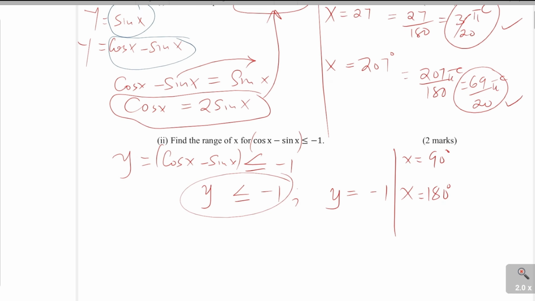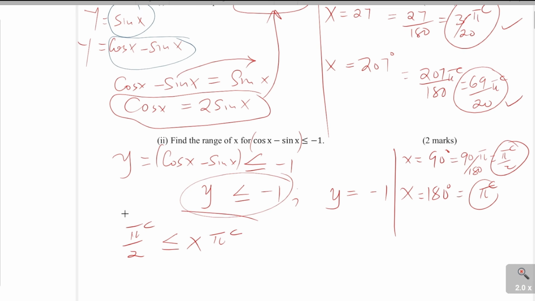Convert these to pi radians. 90 divided by 180 pi radians is the same as pi radians over 2, and 180 is the same as pi radians. Simple as that. So x should be greater than or equal to 90 degrees, which is pi over 2, and less than or equal to 180, which is pi radians. This is how you're supposed to leave the range. That is how you solve that question.